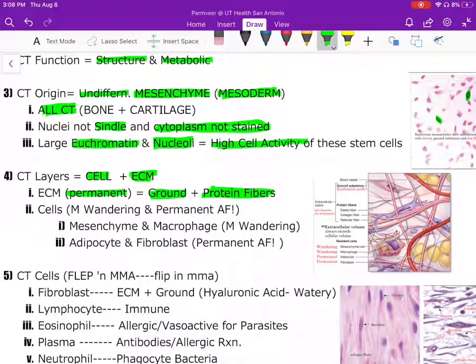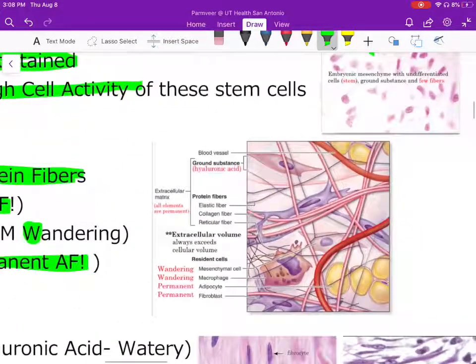So we have a quick way of remembering. All the M's, put it upside down, those are your wandering cells, and permanent AF. I hope I don't have to define AF with exclamation point. So your M, your mesenchyme, and your macrophages are wandering, whereas your adipocyte, AF, and fibroblast are permanent as F. Okay, so let's look at the picture.